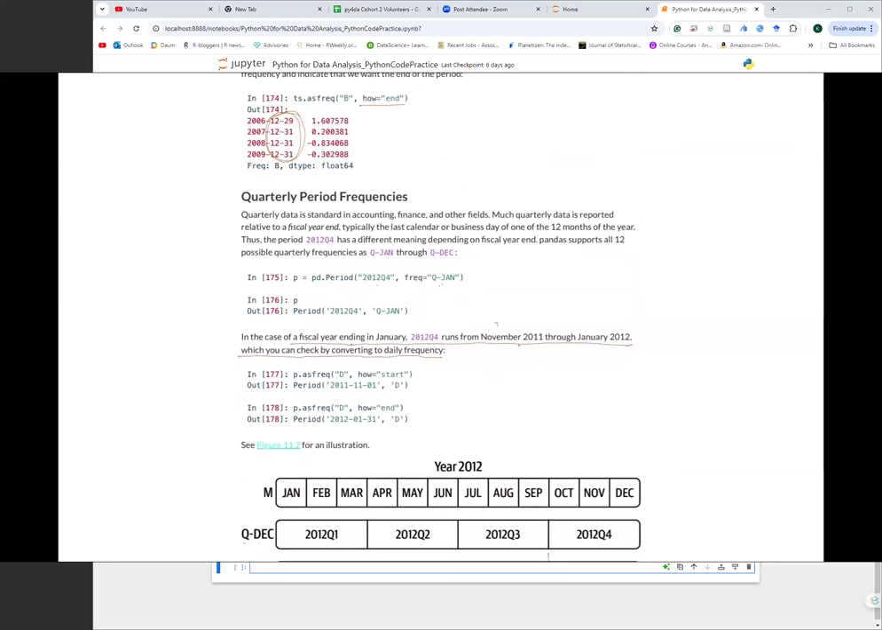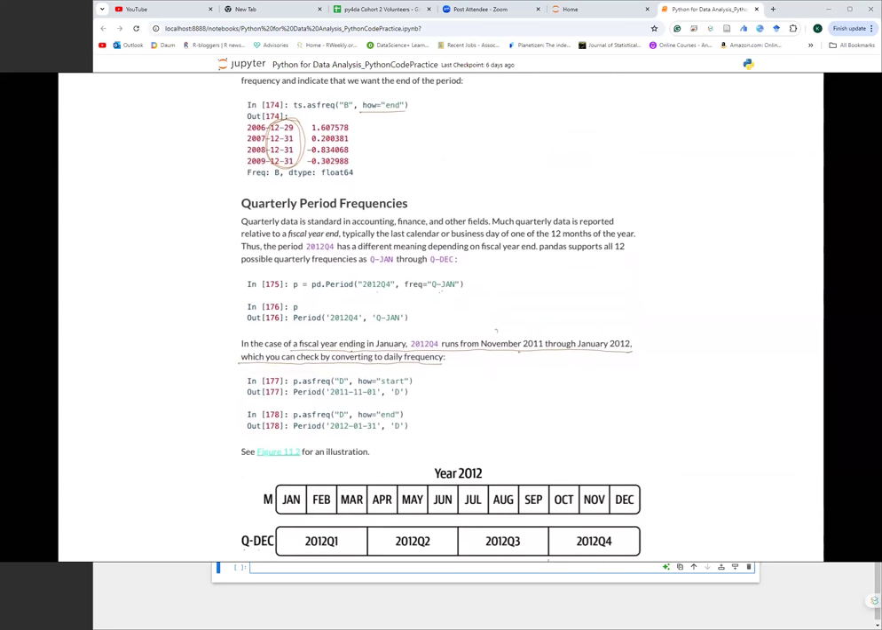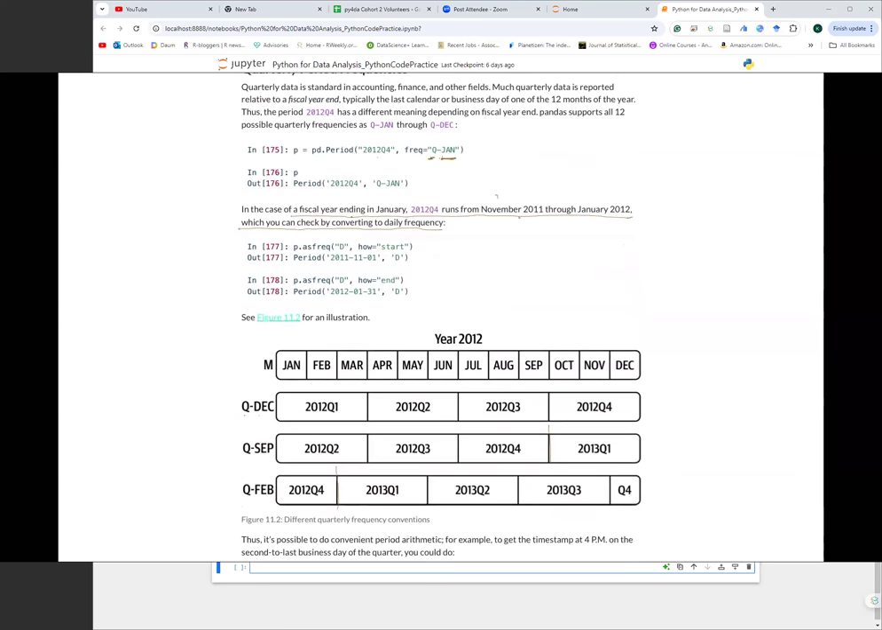Okay. Quarterly period is also the same. It depends on where we start the quarter. Like we can start with January as the starting month of a quarter. That means January is quarter four, like this one is going to be quarter four from January. And when we do the starting one, November 1st is going to be the date frequency. So rather than looking at this one, maybe looking at figure 11.2, you can easily figure out what it means.